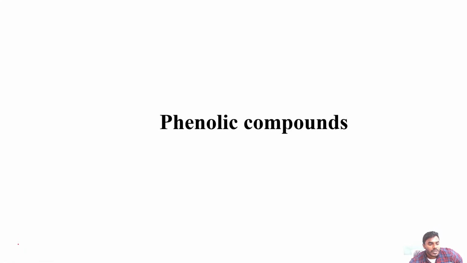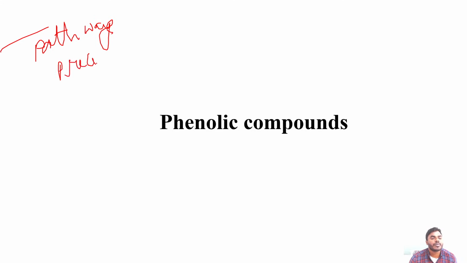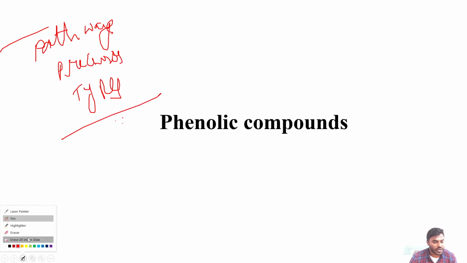Next one. So that is about the first terpene. What you have to remember? Remember pathways in the terpenes. Remember the precursors. Remember the types. Beyond these three, you need not remember anything. If you get a question, we are going to get the question only from there.